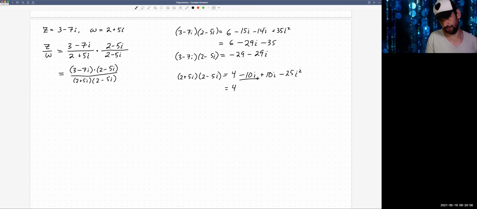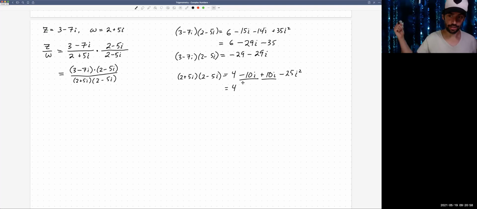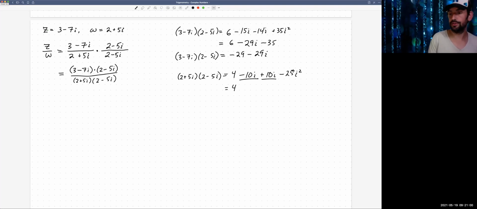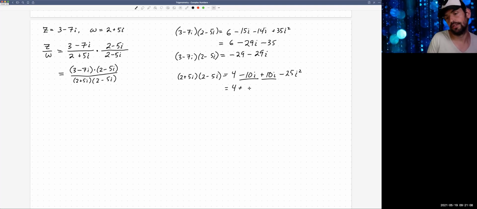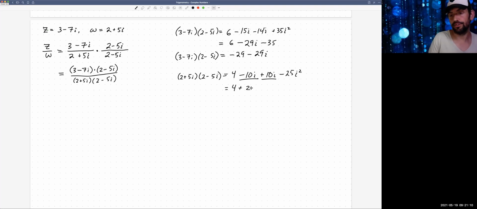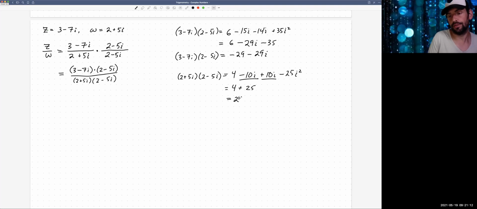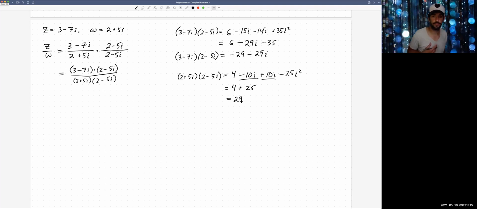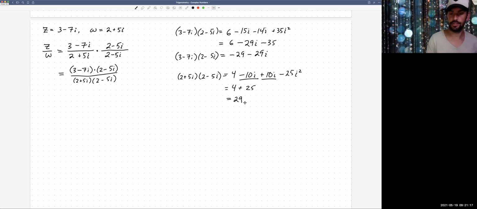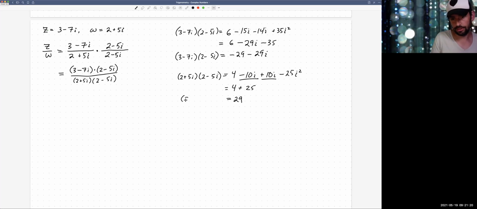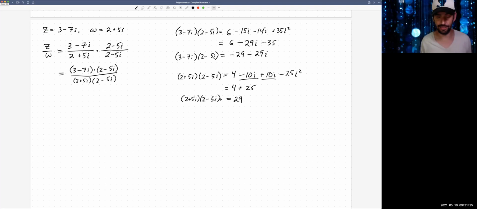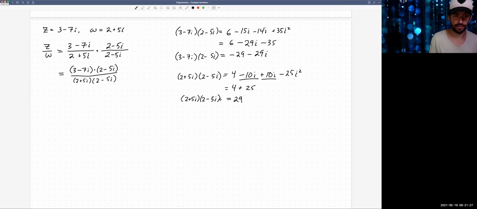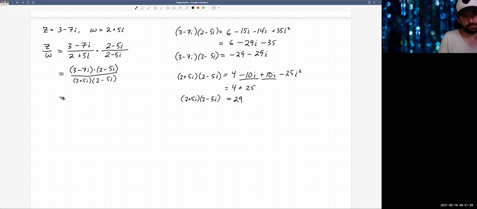Now here's what's interesting. Minus 10i plus 10i goes away, right? Those are 0. Minus 25 times i squared is plus 25, and I end up with 29. Okay, so now notice the imaginary part of this product is 0. There's no imaginary part.